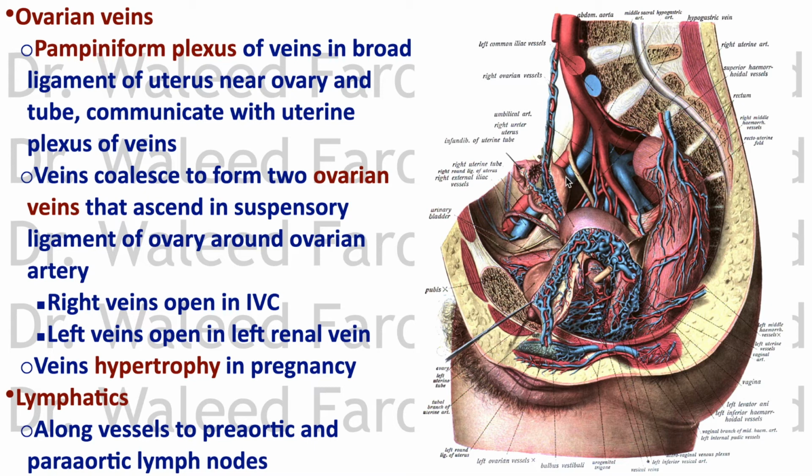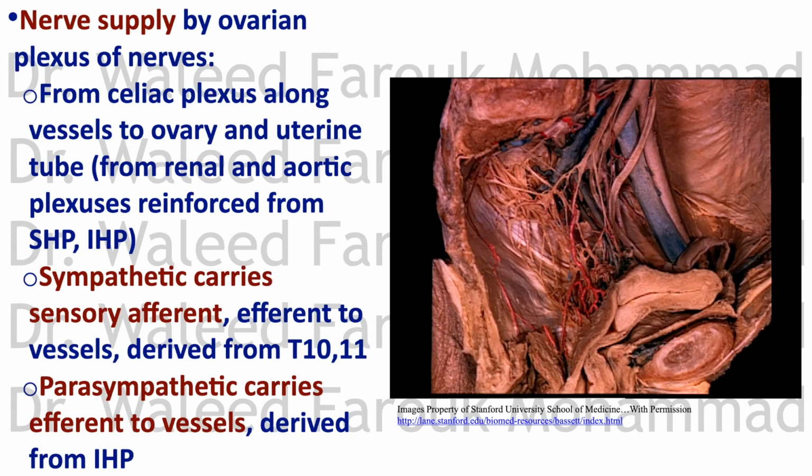Now, lymphatics go along the vessels to the pre-aortic and para-aortic lymph nodes. Remember that. So now we are draining the ovary and the lateral side of the tube, because there are multiple drainage destinations for the uterus, uterine tubes, and the ovary. Remember this, that lymphatics go along the vessels to the pre-aortic and para-aortic lymph nodes.